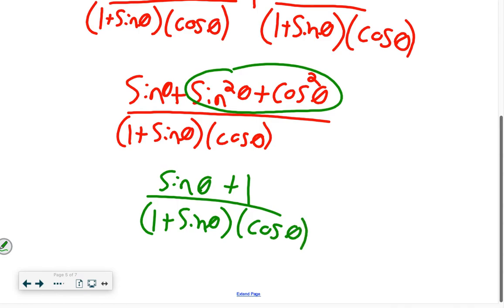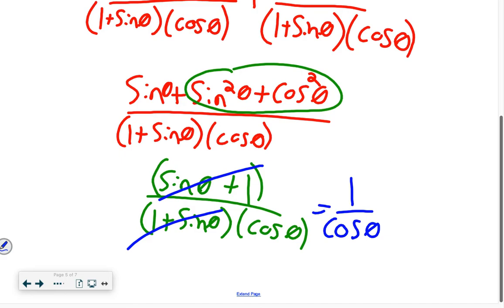Well, look, we have a factor on top and bottom, right? We have the same factor. We have sine of theta plus 1 on top and bottom. So just because they're in different order doesn't matter, right, for addition? And so these actually cancel out. So what's left on top? We have 1, and on bottom, you have cosine of theta.